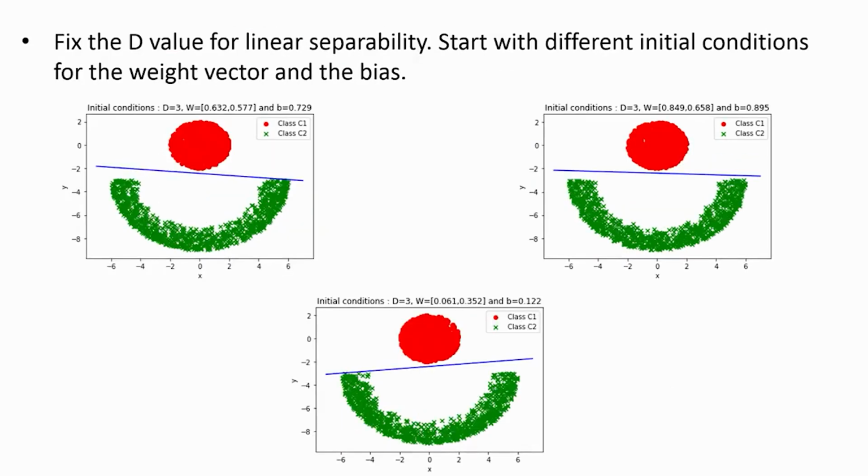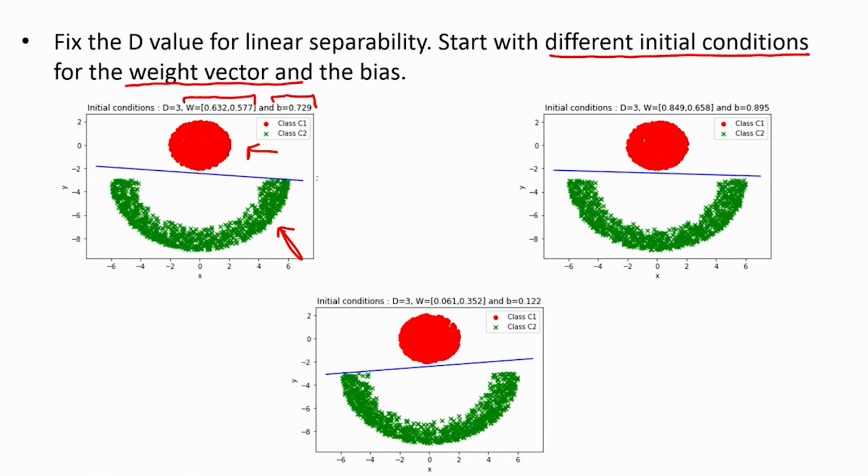Now, fixing the value of D equal to 3, let us see what happens if we have different initial conditions of the weight vector. In the first case we have chosen the weights and bias of this form. We know the data is linearly separable. We can form multiple hyperplanes. So, given a weight vector and bias of this form, the perceptron algorithm is able to converge to a hyperplane that makes the two classes separable.